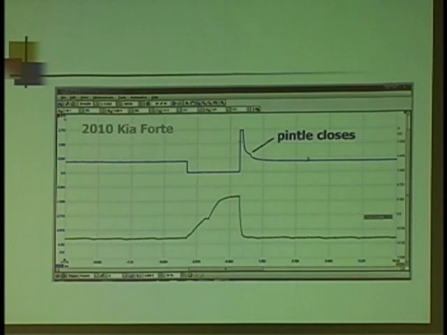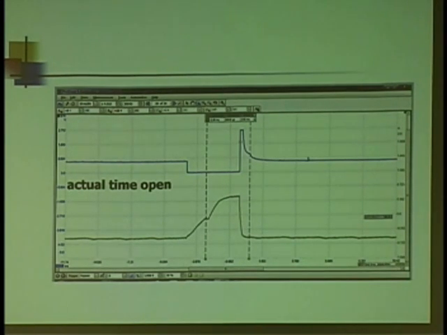Okay. Now I can know exactly the actual amount of time that the injector opened. That won't always be the same as the commanded time. Right? There's the inertia of all the guts of the injector that have to be accounted for.